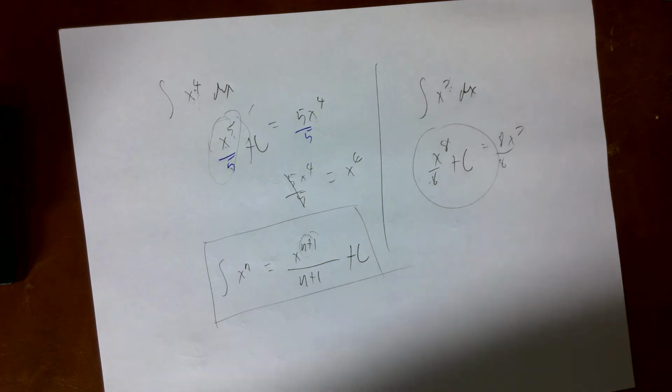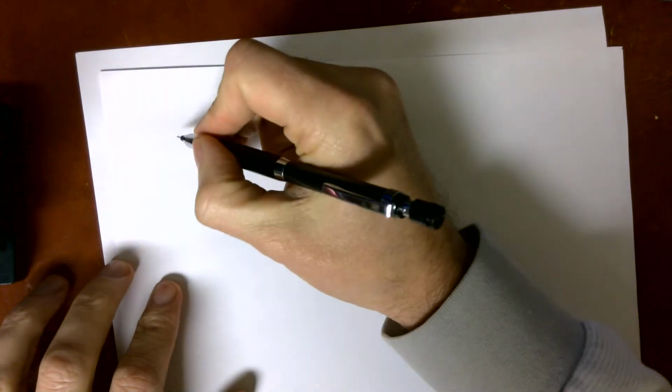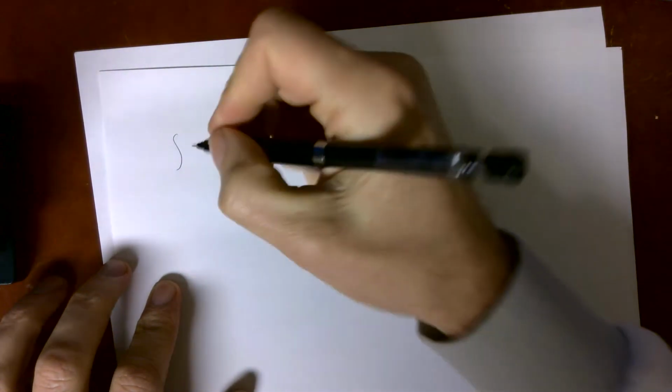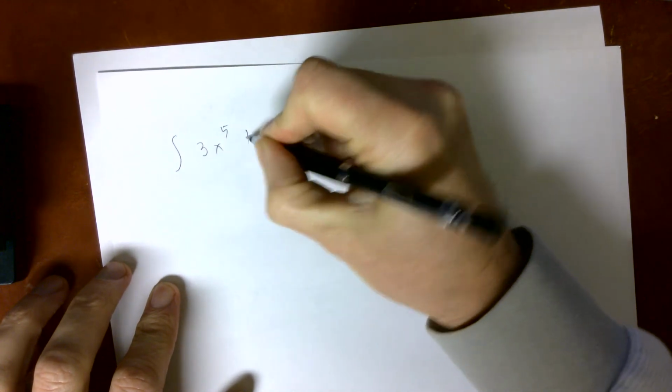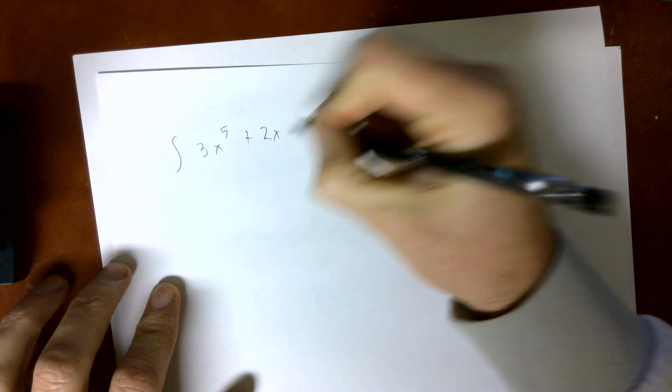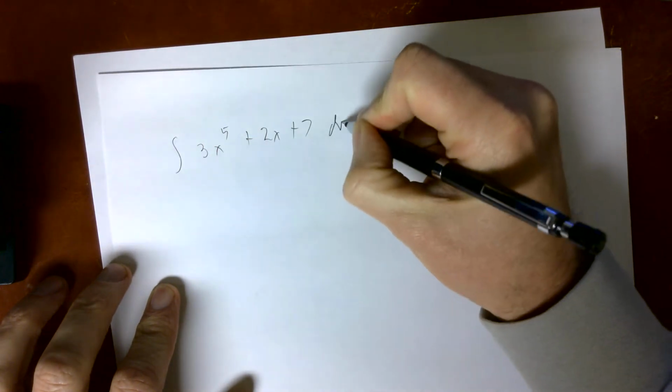So let's practice a little bit. As far as taking antiderivatives, let's take the antiderivative of 3x to the fifth plus 2x plus 7 dx.